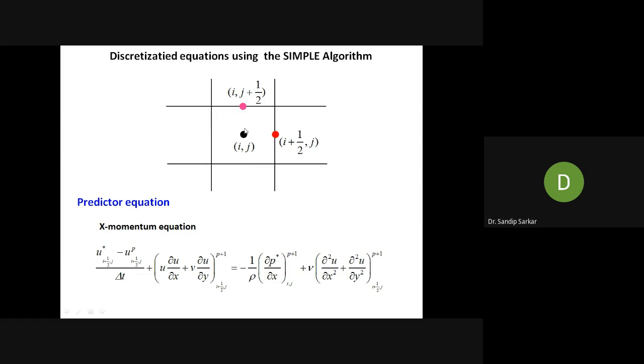So we shall proceed in discretizing the governing equations, which is primarily employed for the solution of the Navier-Stokes equation by using the SIMPLE algorithm, semi-implicit method for pressure linked equation. With the SIMPLE algorithm, we move forward in discretizing the governing equation with the staggered grid approach.